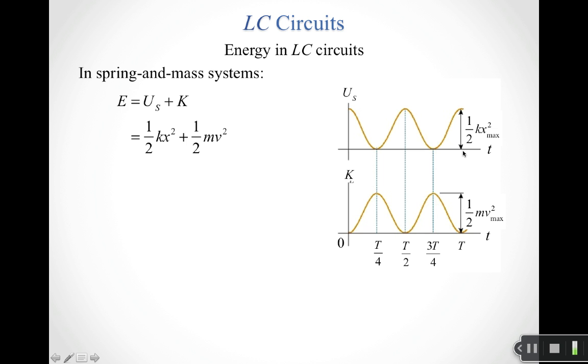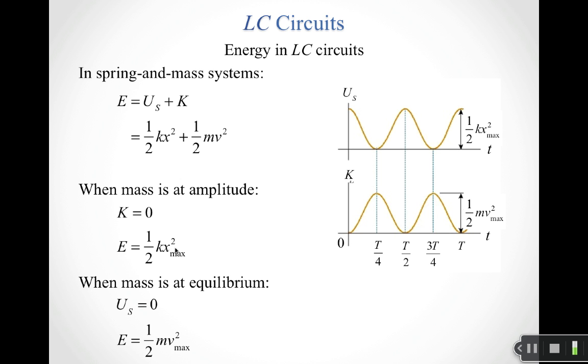Your U potential energy curve looks like this. Its maximum value is 1/2 k times the amplitude squared. Your kinetic energy curve looks like this. So again, when we released the mass, there was no kinetic energy; it was all potential energy. The maximum kinetic energy is going to be 1/2 m times the maximum speed squared. And there were a couple of special cases here. One was when the mass was at amplitude, its speed was 0, which means its kinetic energy was 0, so the total energy was just equal to 1/2 k times the amplitude squared.